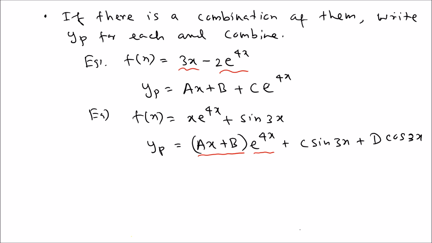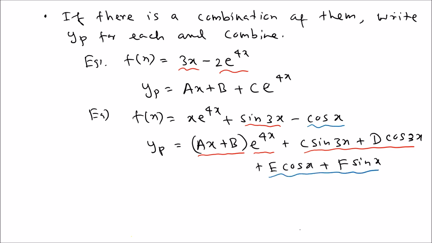And then also, let's say you also have an extra term like minus cosine x. So that means this is also going to introduce another pair. Again, sine, cosine, it doesn't matter. So write cosine and also the sine version, e cos x plus f sin x. It's always go as pairs. Okay. So it's very important. Good. So this one goes with that, and this one goes with that. So that's the idea. Okay, so I hope it's clear.